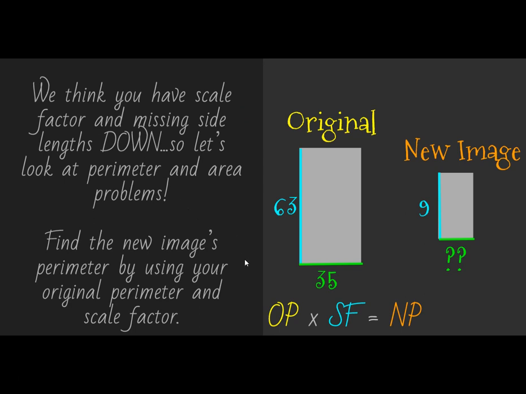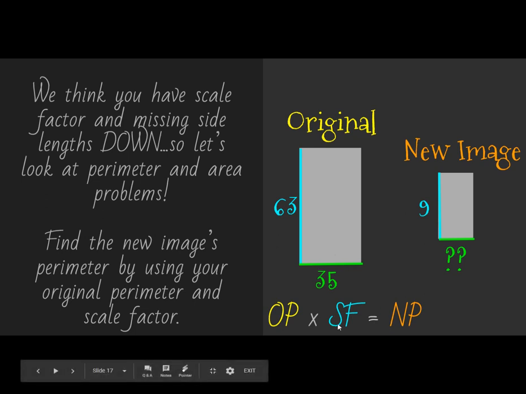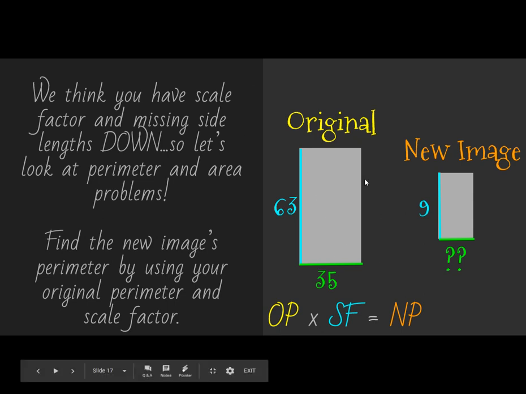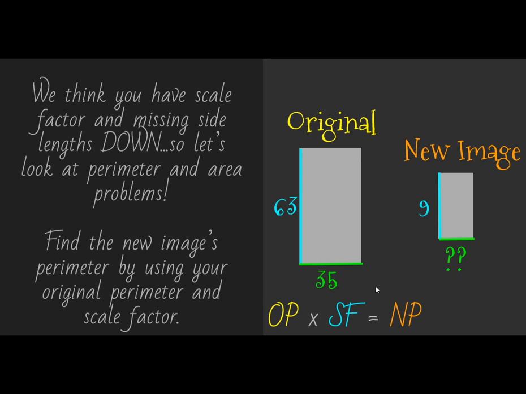So now let's take a look at perimeter and area problems. Remember, perimeter is just side lengths. So we do the same thing that we do to find side lengths. We take the original and we multiply it by the scale factor. So in this case, for this perimeter, what we should do is 63 plus 35, and then multiply that times 2, because remember, we have 63 plus 35 and then 2 more of those over here. So I got 196. Hopefully you got 196 as well.